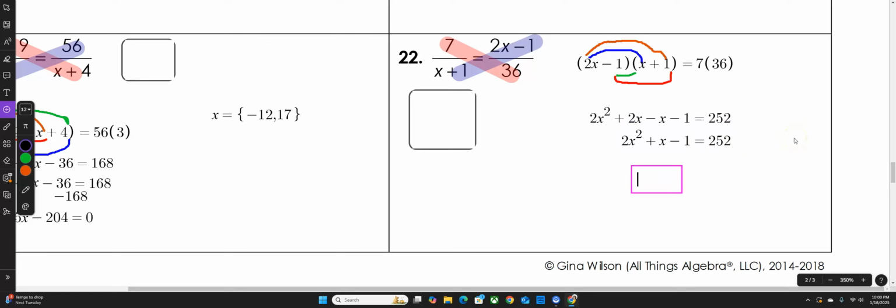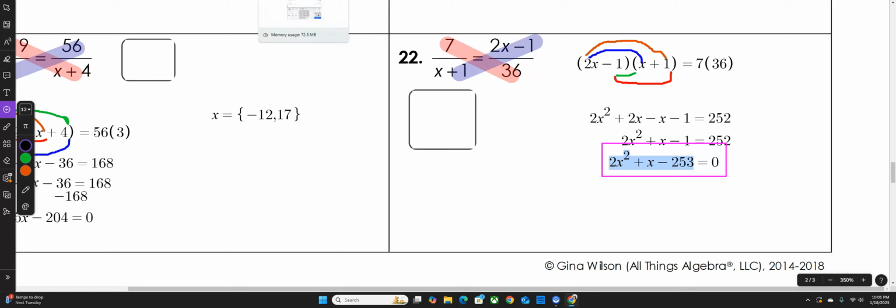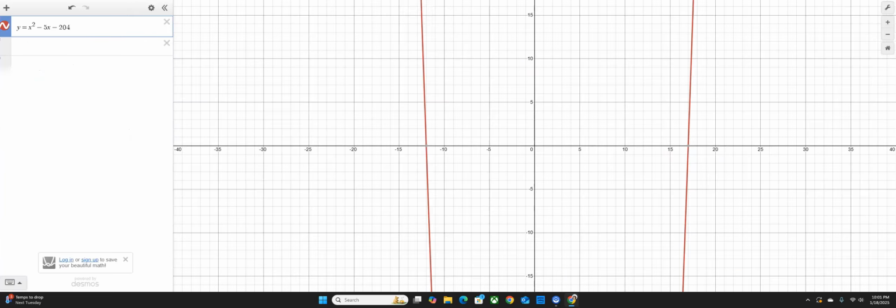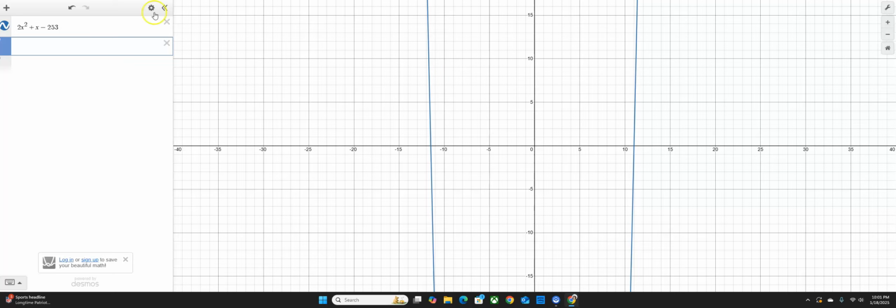And then we're going to go ahead and subtract 252 from both sides. So that gives me 2x squared plus x minus 253 equals 0. And let's go ahead and graph that. We make our life simpler. There's no reason to make our lives harder. Although you could solve this using the quadratic formula, which is x is equal to negative b plus or minus the square root of b squared minus 4ac. But why make things harder than they have to be? Let's go ahead and delete the previous problem and graph it. And that gives me negative 11.5 and 11.